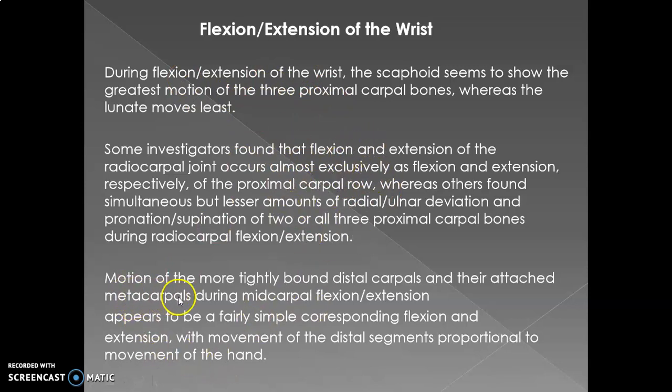Motion of the more tightly bound distal carpals and their attached metacarpals during mid-carpal flexion and extension appears to be fairly simple, corresponding flexion and extension. In the mid-carpal bones, the motions are comparatively simple, with movement of the distal segments proportional to the movements of the hand.